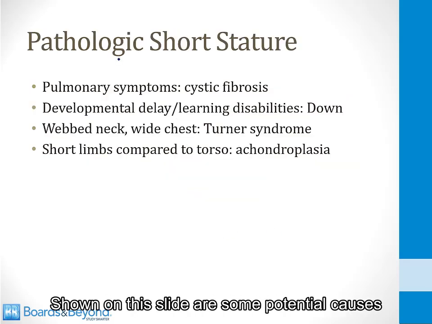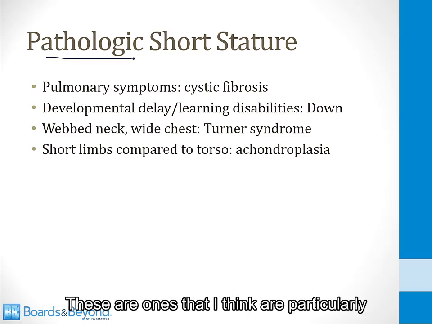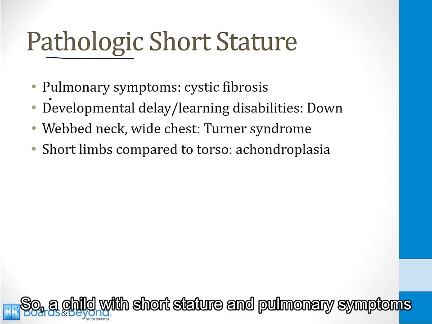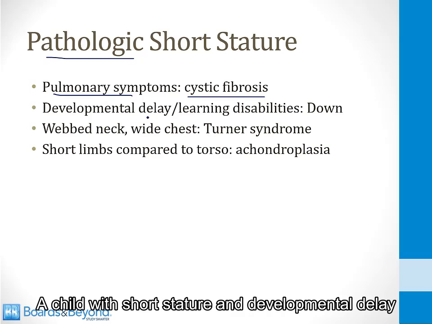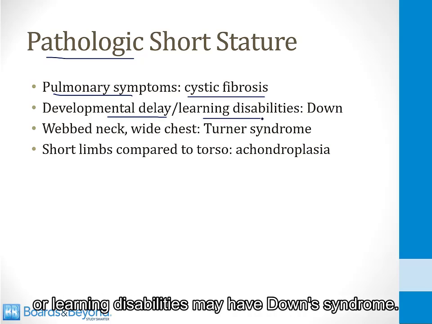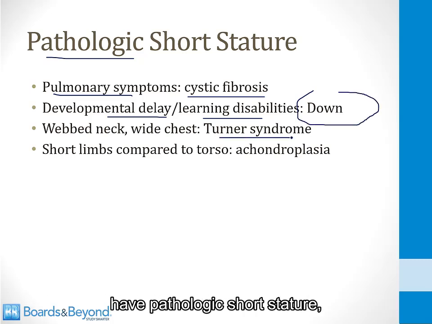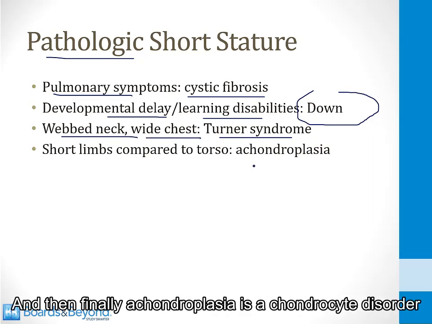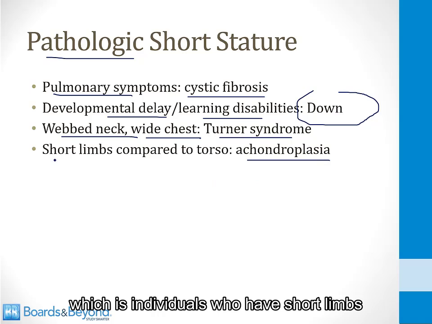Shown on this slide are some potential causes of pathologic short stature. These are ones that I think are particularly high yield for step 1. So a child with short stature and pulmonary symptoms probably has cystic fibrosis. A child with short stature and developmental delay or learning disabilities may have Down syndrome. You may know that children with Turner syndrome have pathologic short stature. They also have a webbed neck and a wide chest. And then finally, achondroplasia is a chondrocyte disorder, and it leads to dwarfism, which is individuals who have short limbs relative to their torso.